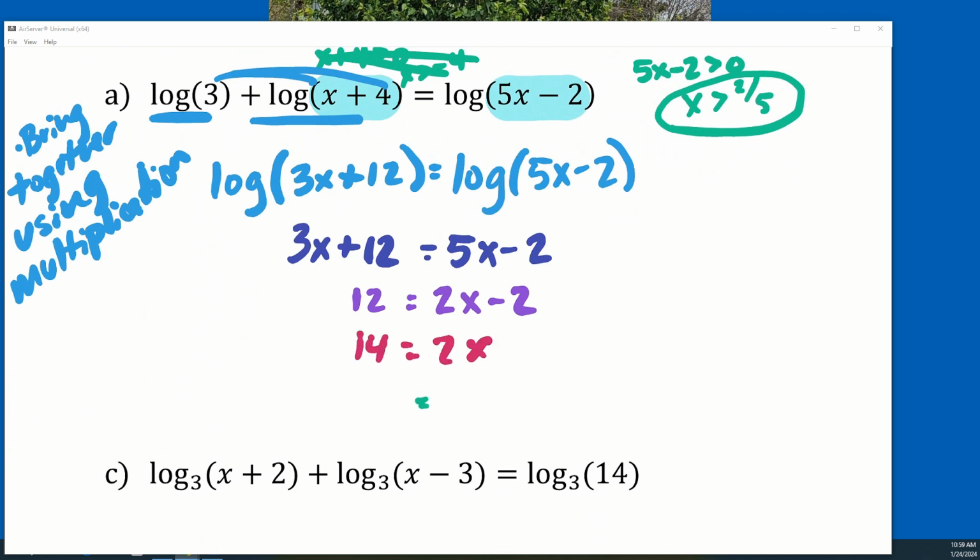So originally we get that x is 7, but on all of these we have to make sure that that can be an answer. So is 7 greater than 2 fifths? Yes, so it is a solution. It checks out. And that's pretty much it. That's how you solve these problems.